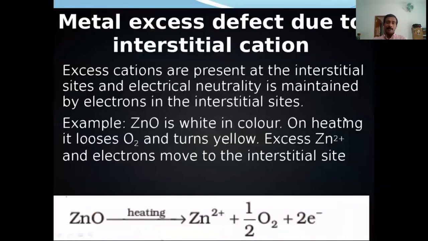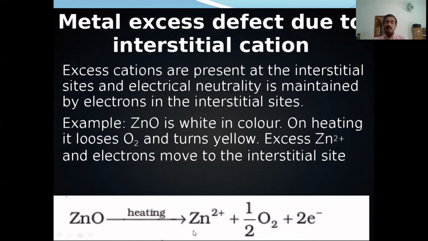Now, metal excess defect due to interstitial cation. All the cations are present in the lattice sites, but you can see an extra cation in the interstitial site. And the total number of cations will be more than expected. So the stoichiometry of the compound will be destroyed. It is also explained here with an example of zinc oxide. In zinc oxide, Zn2+ and O2-. For one Zn2+, there will be one O2-. When we heat such a crystal of zinc oxide, what happens?